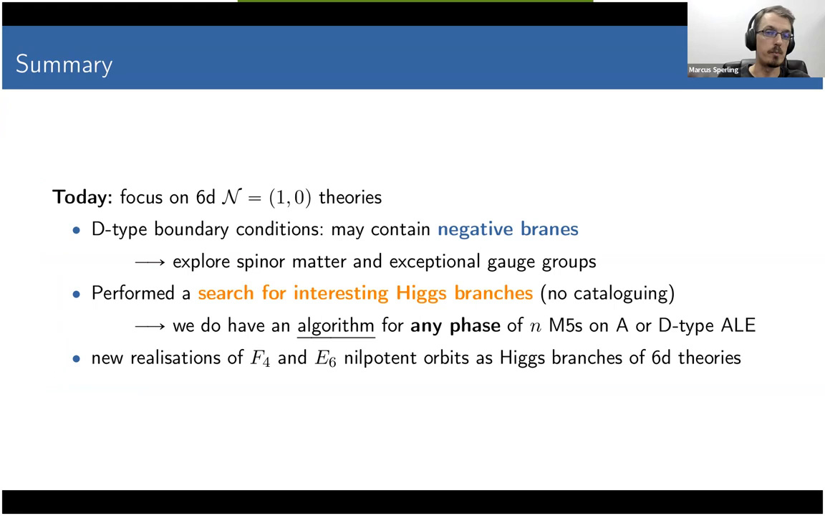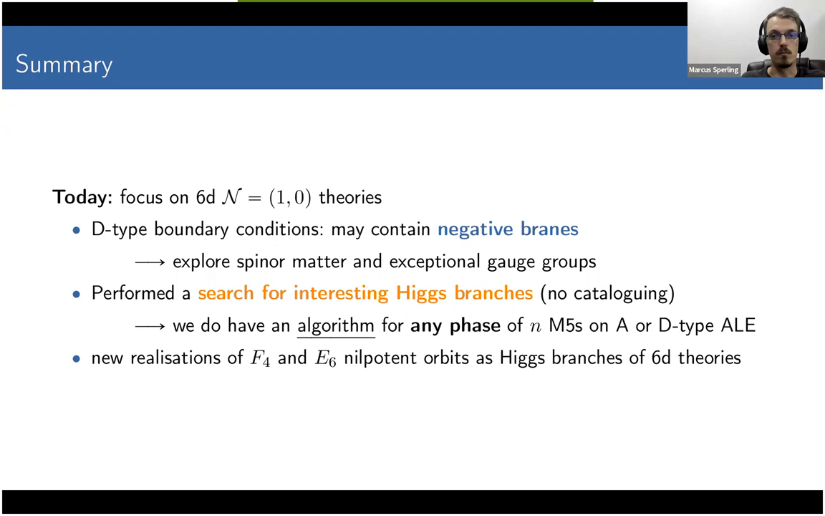Now we use this fact because these configurations came equipped with a non-standard matter content, something that we haven't explored before. So we had a hypermultiplet in a bi-spin representation. We had G2 gauge groups, something that was very interesting.